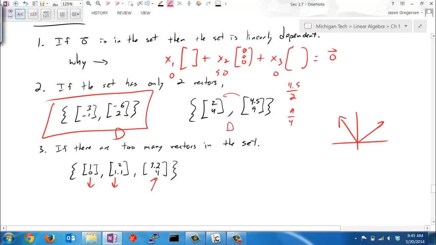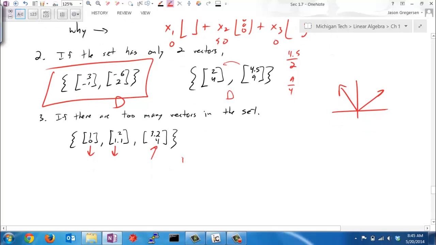Now, it turns out that I need two linearly independent vectors to span R2. I need three linearly independent vectors to span R3. How many do I need for R4? Four. Four. All right, so on and so forth.